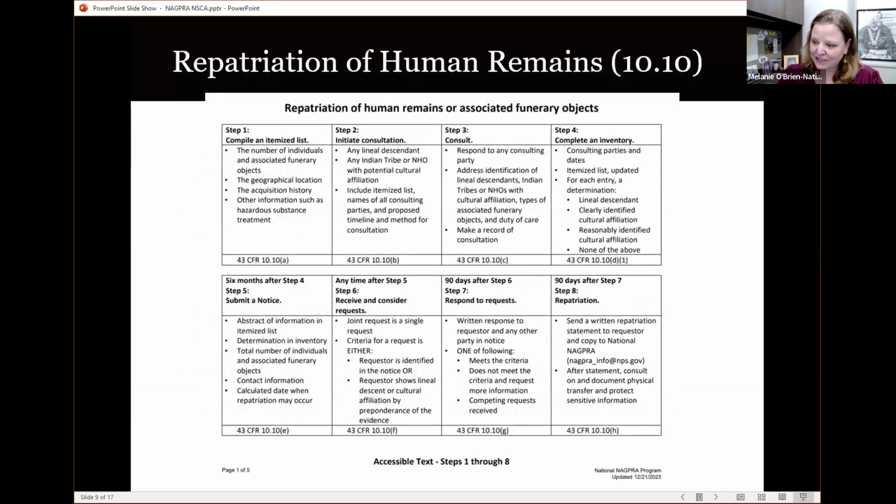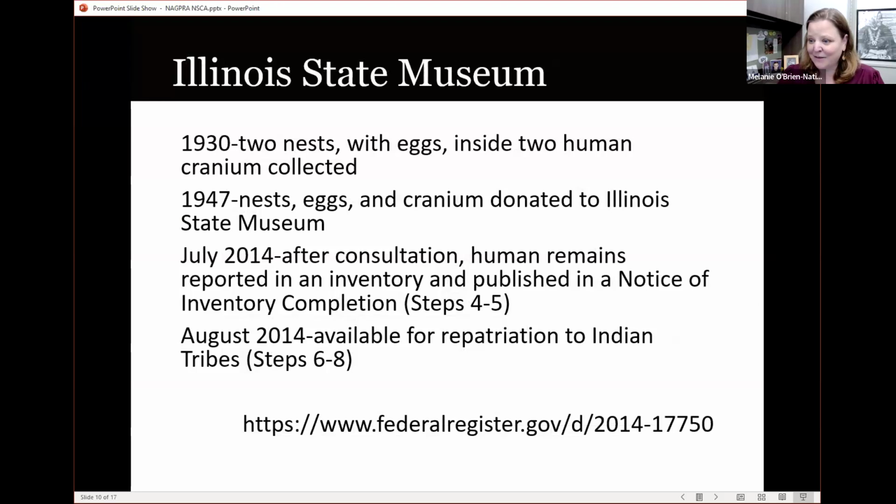So with the revised regulations, we've sort of reoriented the process into a step-by-step process. And we have a variety of tools like this one to outline the different steps in the process. And this is the step-by-step process for repatriation of human remains in particular. And I'd like to follow that up with an example of a natural history collection that was repatriated under NAGPRA.